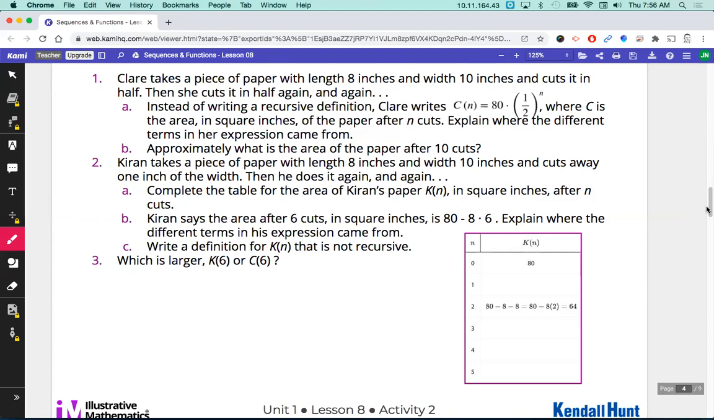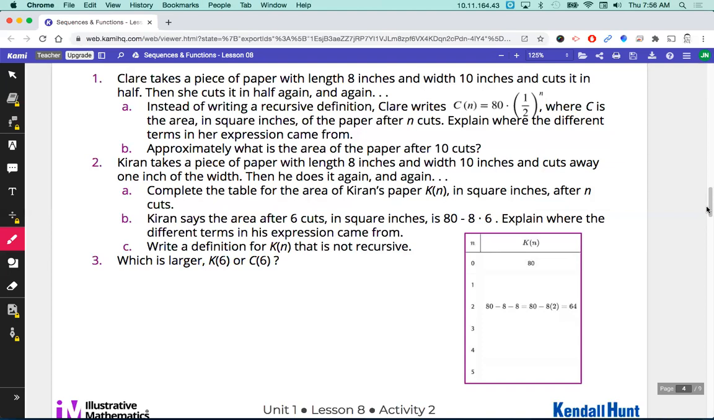So 8 inches by 10 inches, and she keeps cutting it in half, right? So 8 by 10, that's an 80. Starts off, that's 80 inches in area. When I cut it in half, that's gonna make that 8 times 5, which is 40. I cut the 40 in half, now it's 20. Cut it in half again, it's 10.